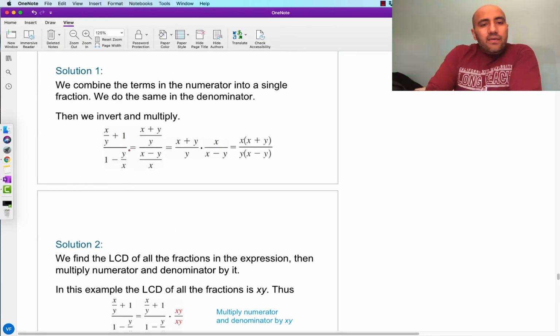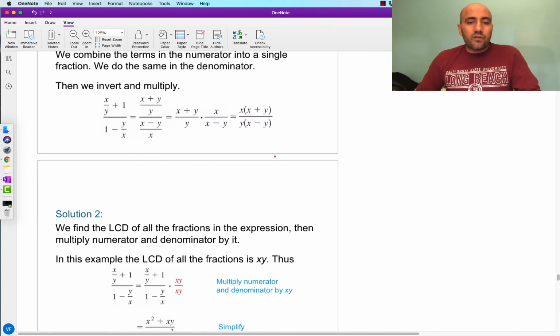So here's the method of working with them separately. Finding a common denominator. Here we made sure that we multiplied this fraction by a y over y. That results in this. Multiply this one by an x over x. That results in this. Multiply the numerator times the reciprocal of the denominator. Right? So this is option 1 that we did above. And that gives us this answer. We can also distribute and get a result there.